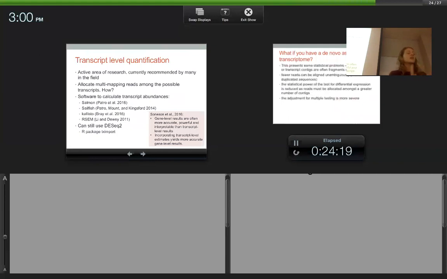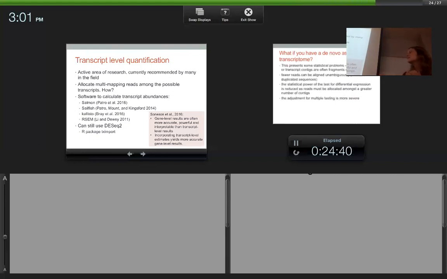So there are plenty of software packages to calculate transcript abundances. This is based on the transcript, not the gene, right? You can have multiple transcripts per gene. The biggest ones are Salmon, Sailfish, Kallisto, and RSEM. We've used Salmon a little bit in my lab. It's super fast, it's really nice.